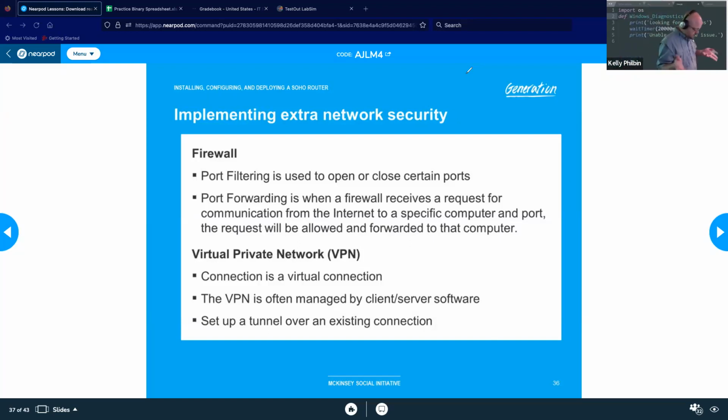But yes, you can use common ports. Typically, from a small office, home office standpoint, we would use what are called the ephemeral ports, which are the really high numbered ones. Thank you. Hopefully I didn't make that worse.